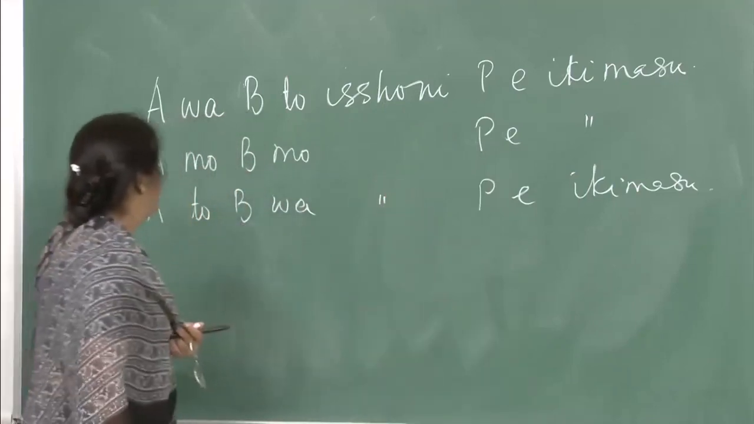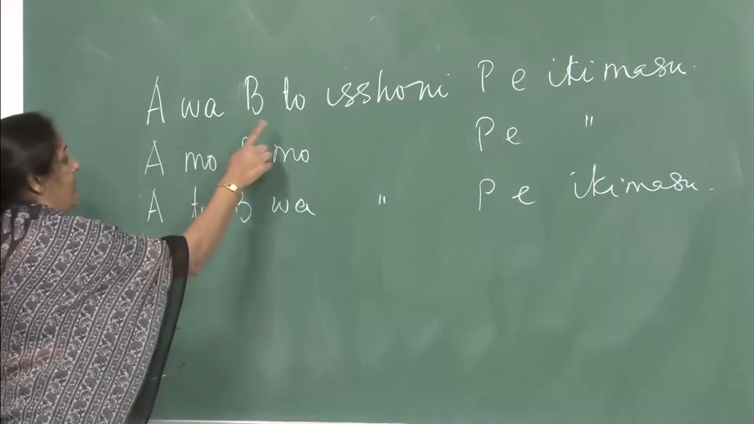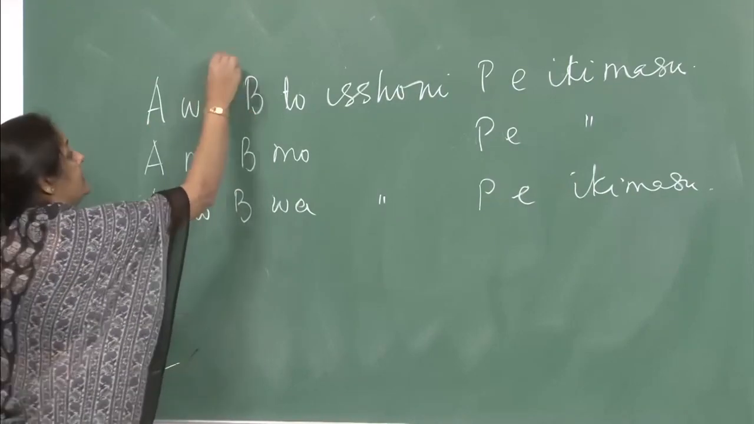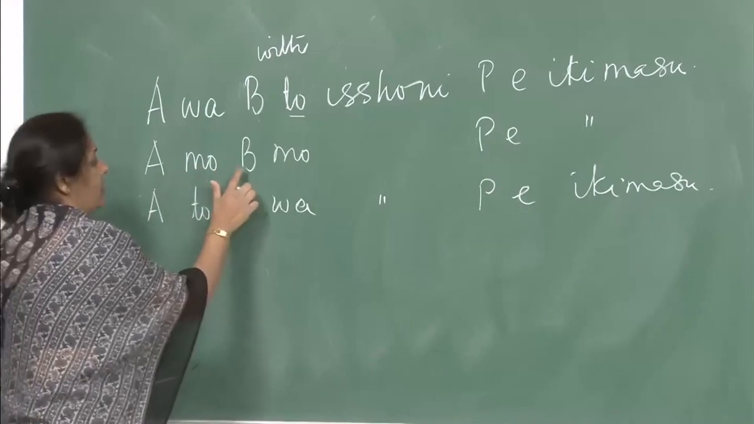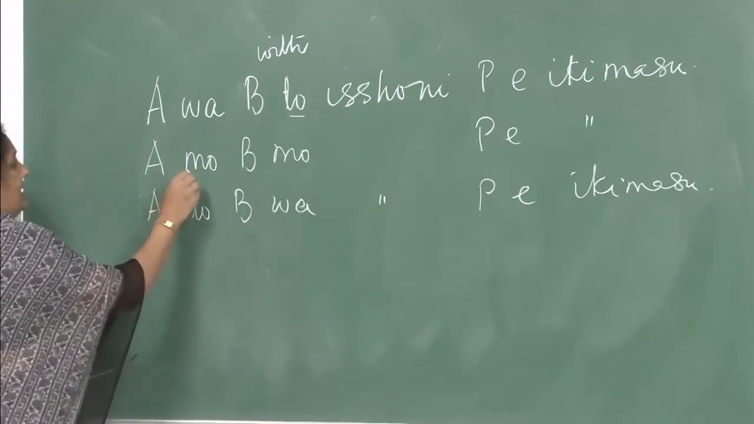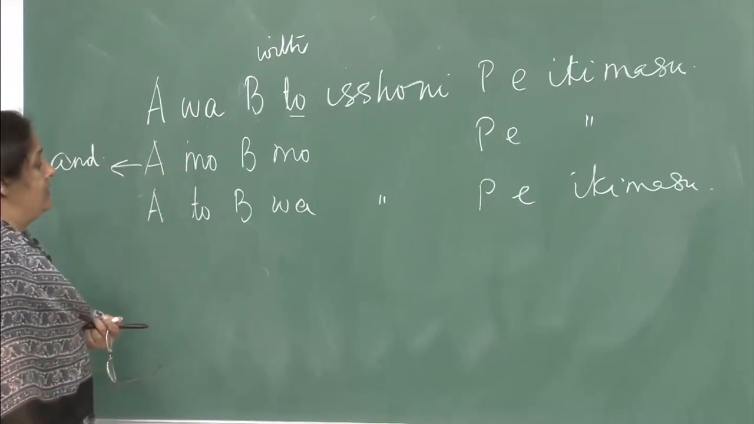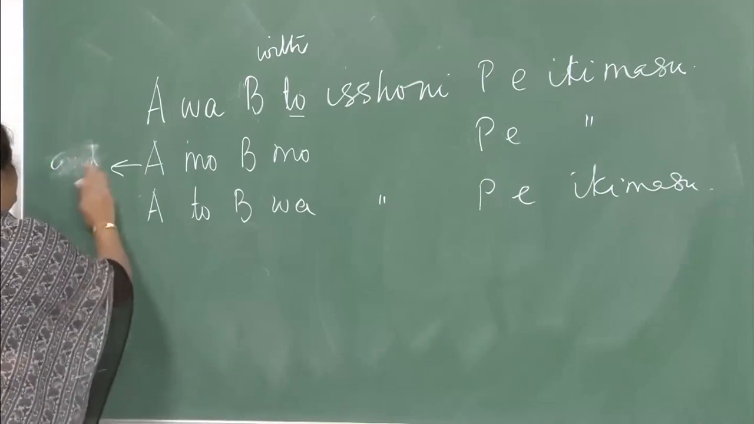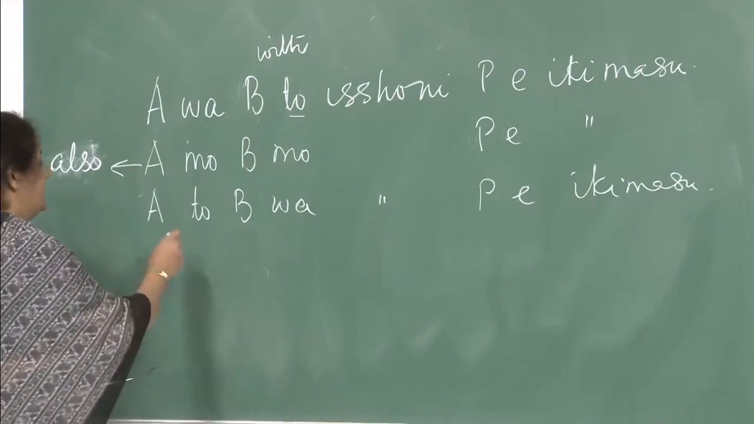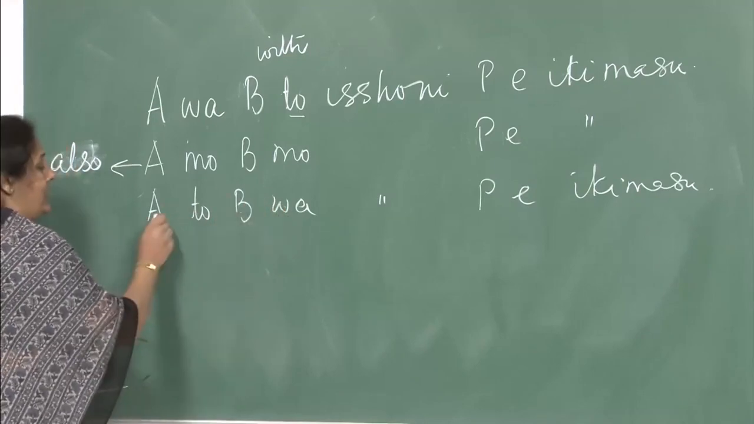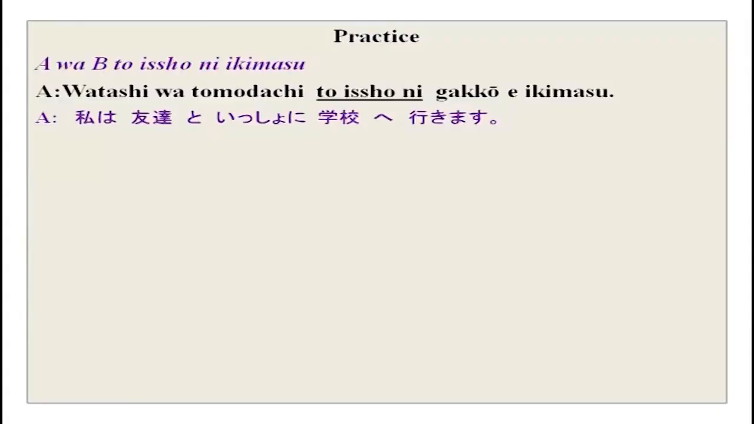You can also put issho ni over here. So, A wa B to issho ni means A went together with B. A mo B mo place e ikimasu means A and B, A also, B also. Both went to a certain place. Then A to B wa, A and B went to a certain place. So, this is a slight difference over here which is given in the example.